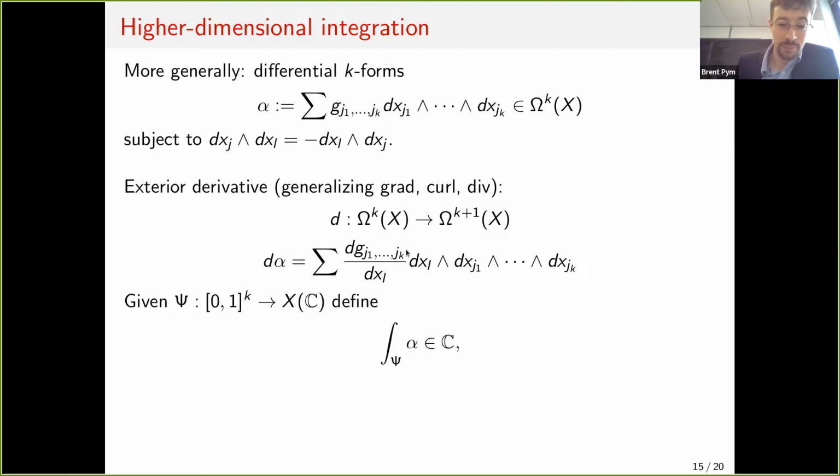And so if you have such a k form, and you imagine now you have a kind of k-dimensional space. So instead of a map from some interval, you have a map from a k-fold product of intervals. So that's like a square if k is equal to 2, or a cube if k is equal to 3, and so on. And then there's a way of defining the integral of alpha over this kind of hypercube.